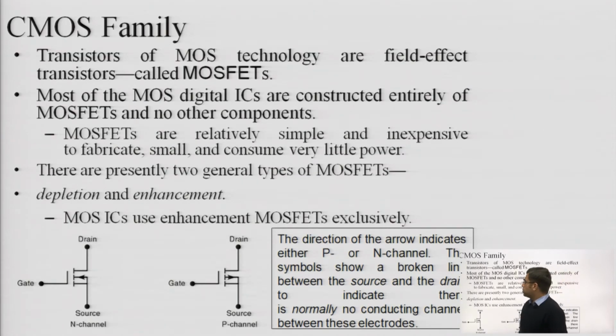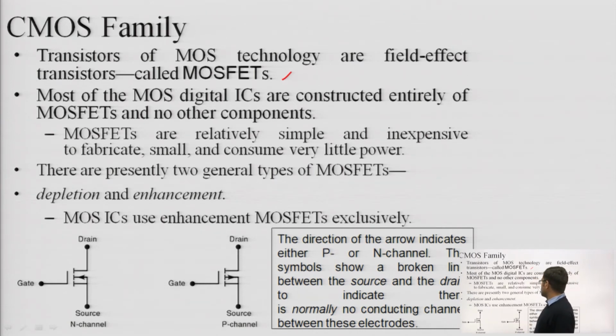Okay. So CMOS, or MOS technology, uses field effect transistors called MOSFETs, and most of the MOS digital ICs are constructed entirely of MOSFETs and no other components. So it is the best part. These transistors will take very little space, because if resistors are used, then these resistors take very precious space when we are fabricating the ICs. But in CMOS families there will be no resistors, that means there will be no passive components, so we can save substantial space. Okay. So the savings are due to these MOSFETs.